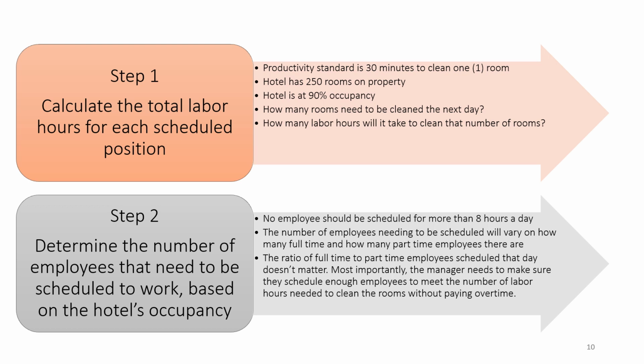There are 3 steps to creating a staffing guide. Step 1, calculate the total labor hours for each scheduled position. For our purposes, we're only working on the housekeeping position. For our hotel, the productivity standard is 30 minutes to clean 1 room. Every hotel will be different. Our hotel has 250 rooms on property. For our particular day, our hotel is at 90% occupancy. We need to know how many rooms need to be cleaned the next day for our schedule. How many labor hours will it take to clean that number of rooms?